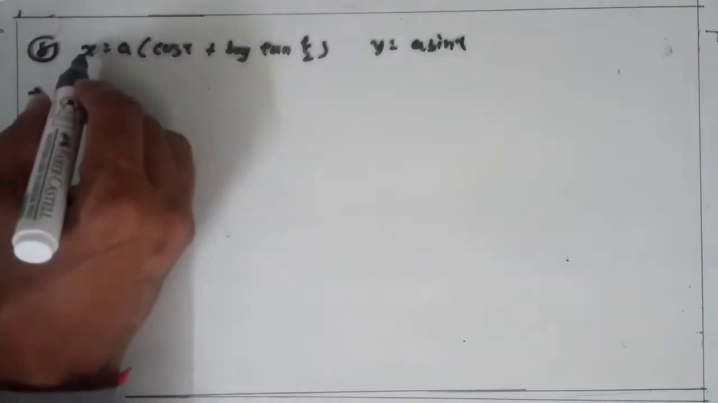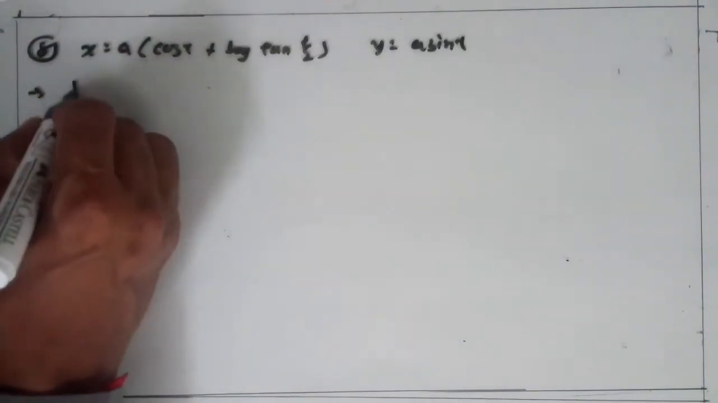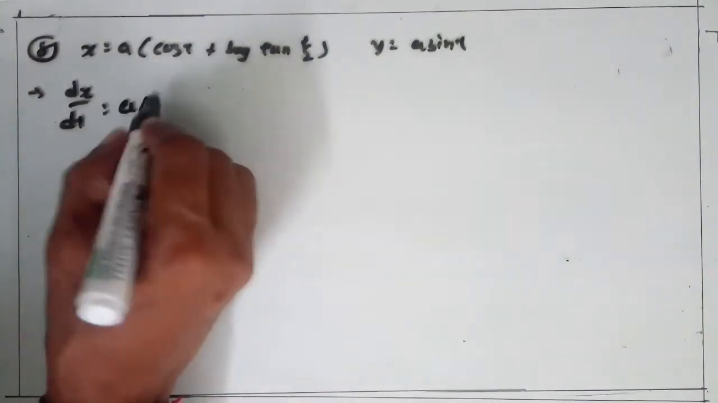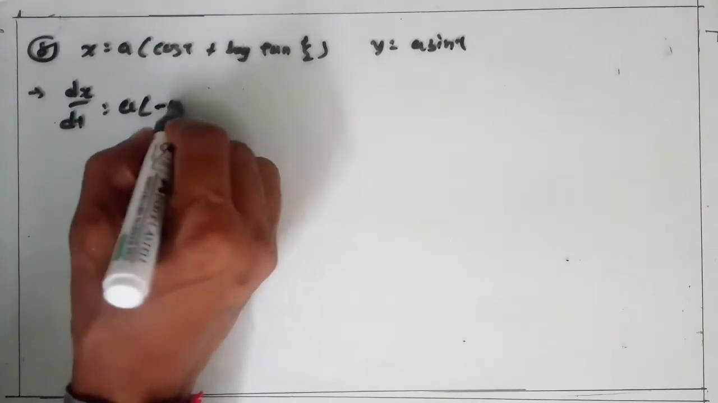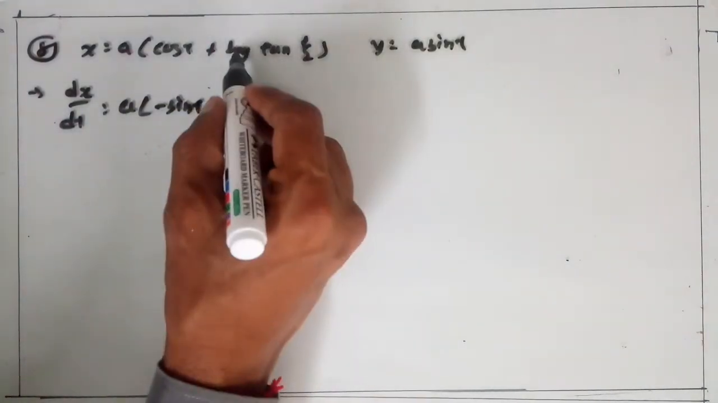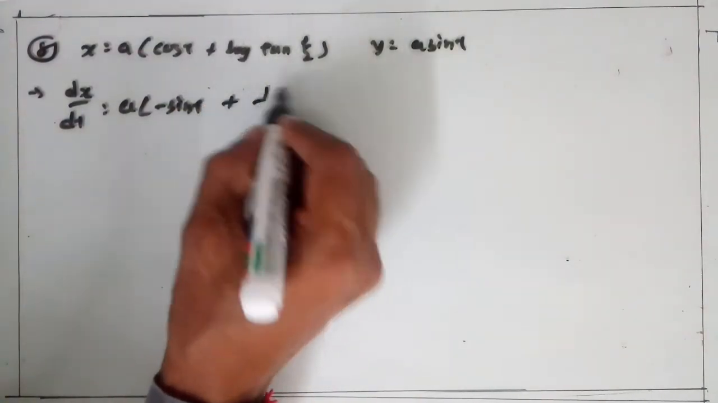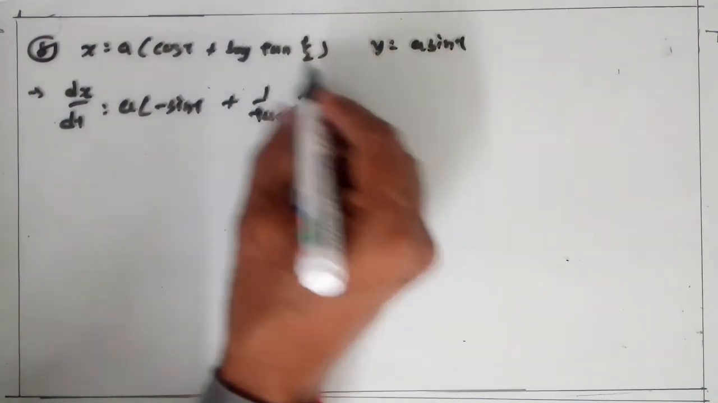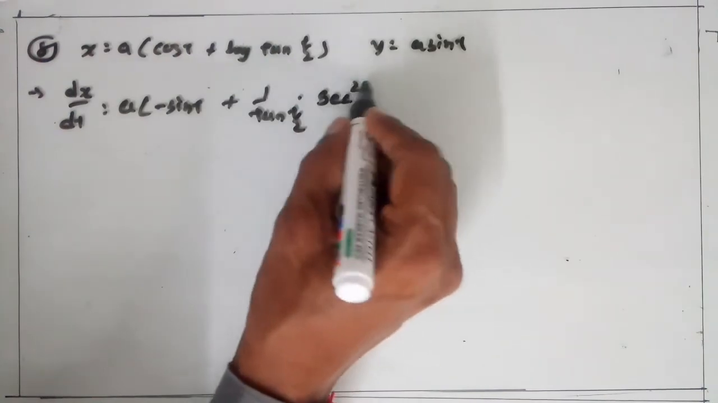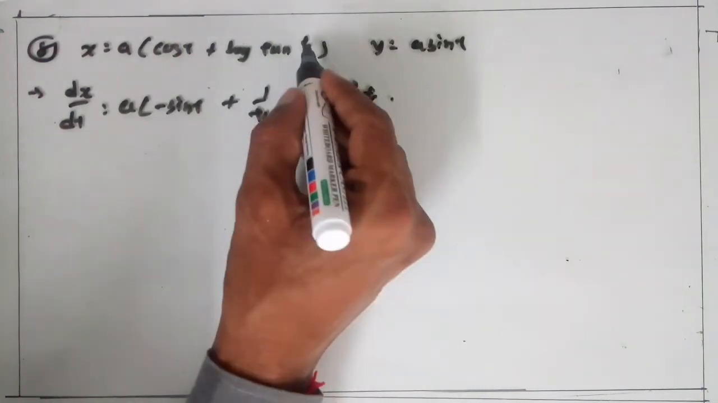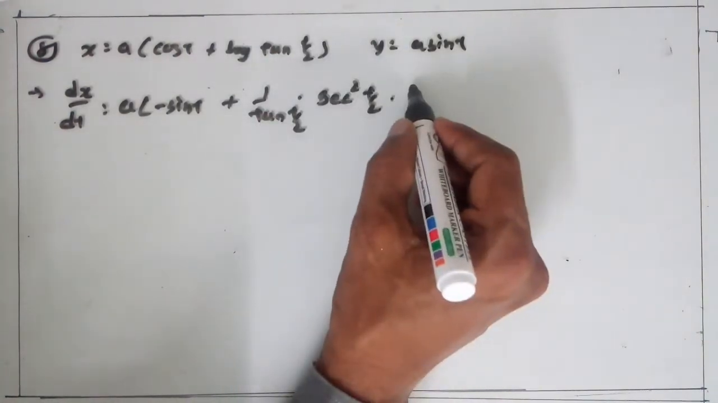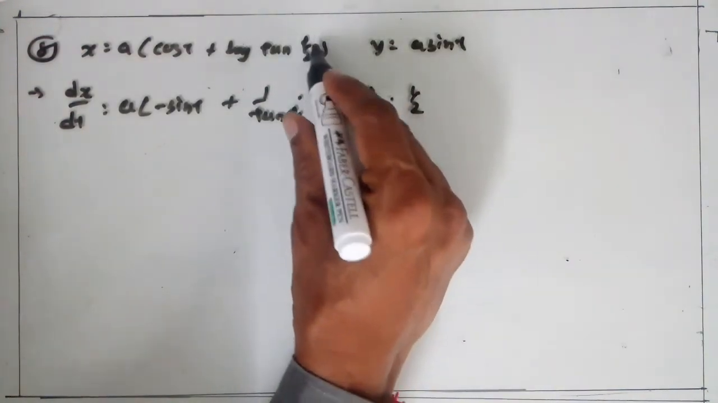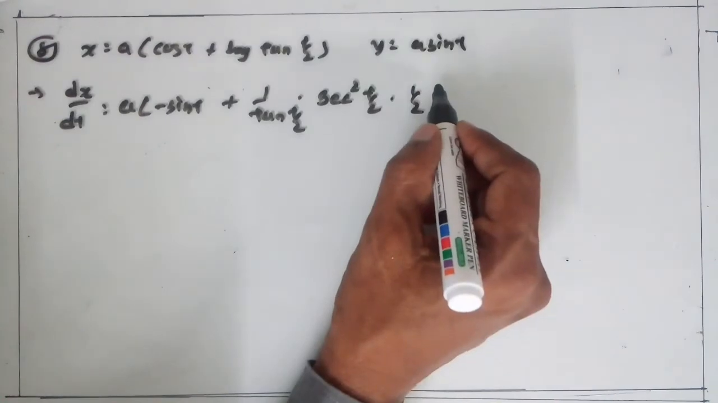First we get derivative of x with respect to t. Dx/dt is equal to a into derivative of cos is minus sin t, plus derivative of log function is 1 upon tan t by 2, into derivative of tan function is sec square t by 2, into derivative of t by 2 is 1 by 2. Derivative of t is 1 and into 1 by 2, that is 1 by 2, clear.